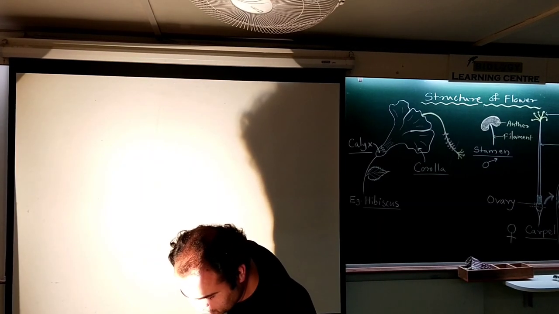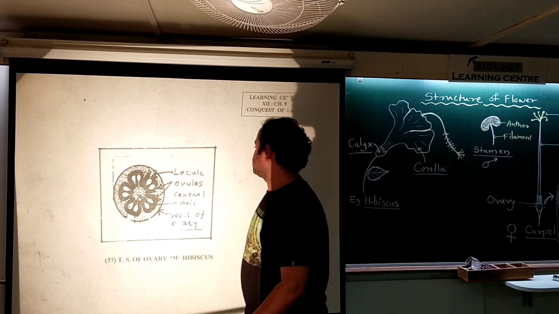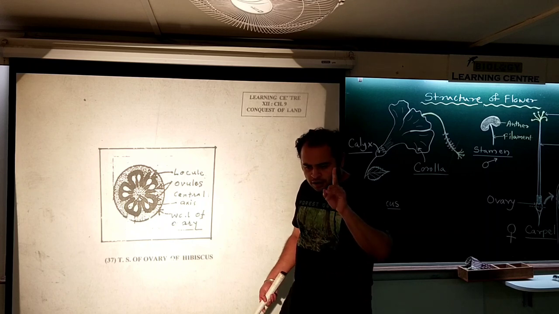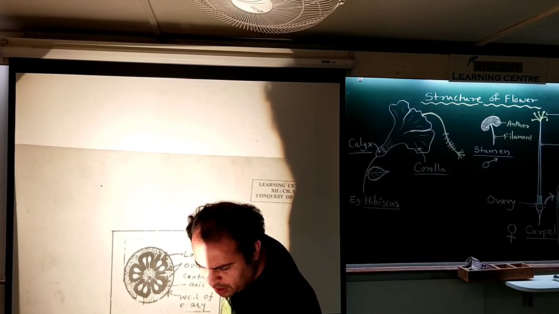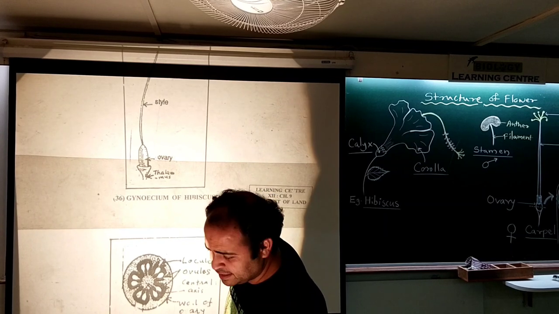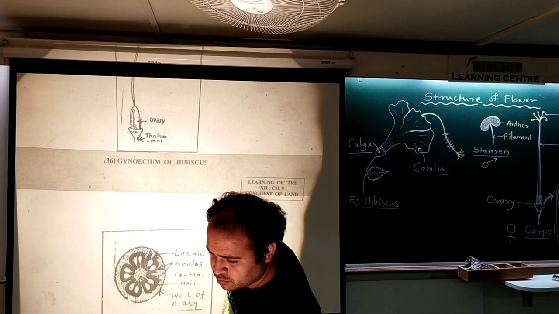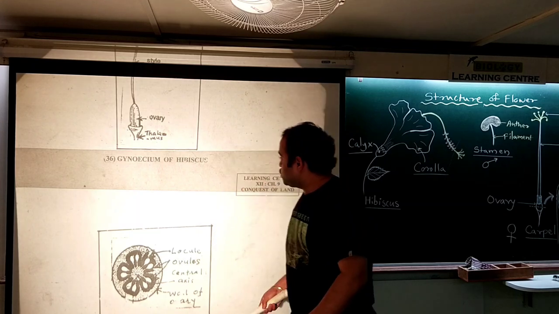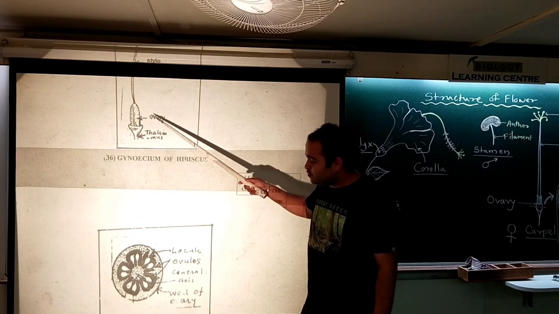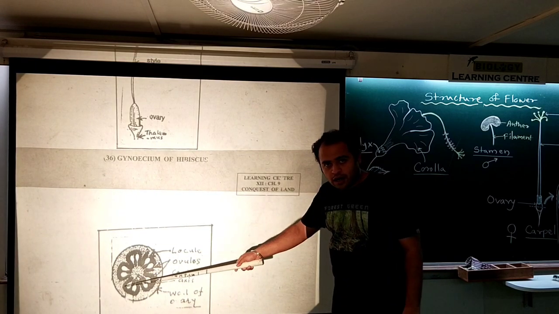Let us have a section, a TS of hibiscus ovary. Can you see the structure? It's a beautiful structure. You may get confused. Just to avoid your confusion, let me help you with parallel diagrams. So this is the ovary, and we are taking a section, and this section is appearing here. Are you getting the point?